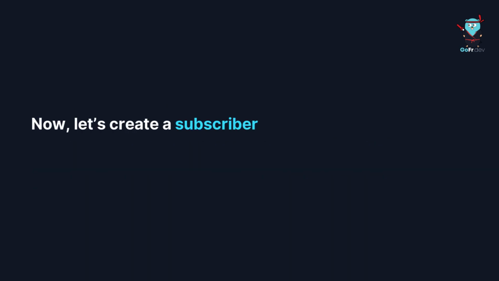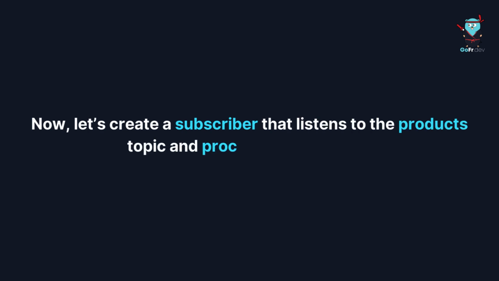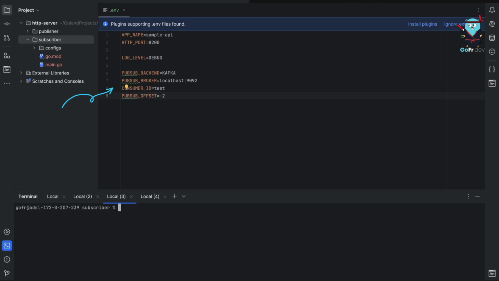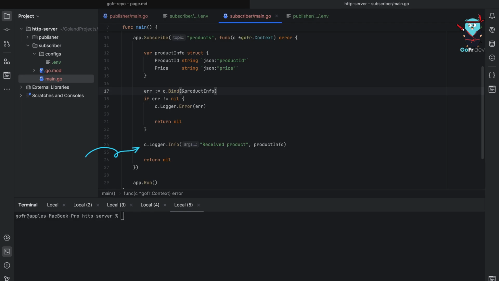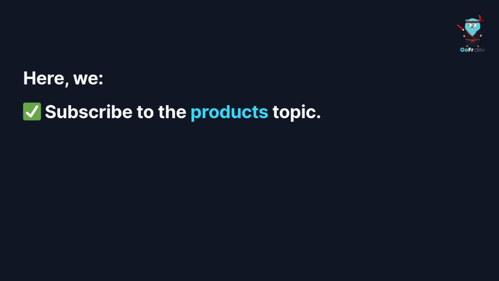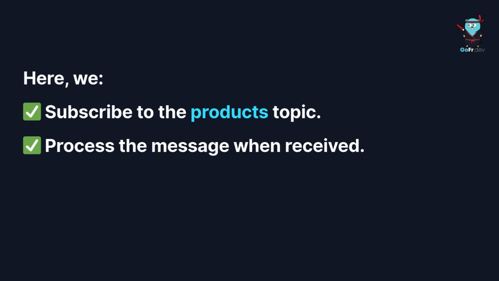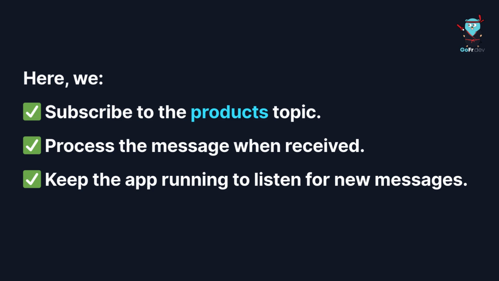Now it's time to set up a subscriber that listens to this products topic and processes the incoming message. Again, we would need a similar structure, that is defining the configs and all the configuration variables that are needed to connect to Kafka. Now in the main.go file, we write app.Subscribe and pass the topic that we are subscribing to as well as the function that will be invoked upon receiving data on that topic. Here, for simplicity, we would just be logging the received product. So for reference, here we will subscribe to the products topic, process the message when received, and keep the app running to listen for new messages.